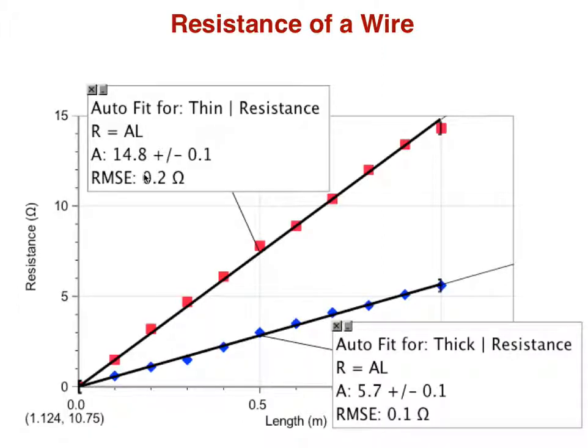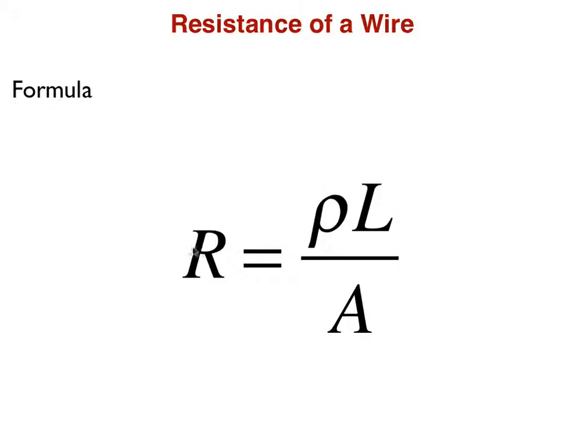In lab, we studied how the length of the wire affects the resistance, and we found it to be a linear relationship, meaning longer wires have greater resistance. We did this for two different thicknesses, and we found that thicker wires have less resistance. When we put all of this together, we find that the resistance of the wire is equal to the resistivity of the material times the length of the wire, divided by the area of the wire. Area is what we get from thickness.